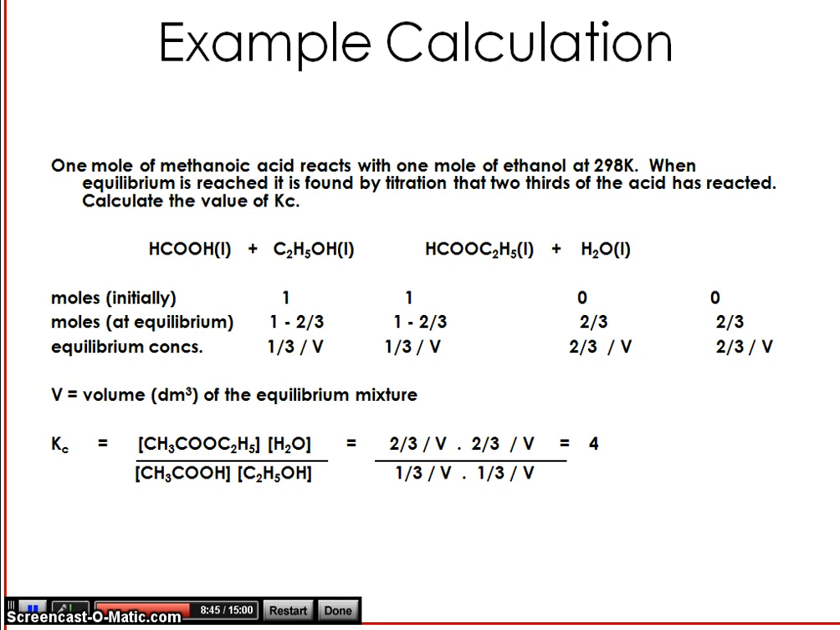Which means our equilibrium concentration of our products, for both of them, is 2/3 divided by V, where V is our volume of the equilibrium mixture. So if we put these figures into our Kc expression, then it becomes 2/3 divided by V times 2/3 divided by V, divided by 1/3 divided by V times 1/3 divided by V. And if you cancel all the V's out and you multiply that out, you come up with the figure 4.